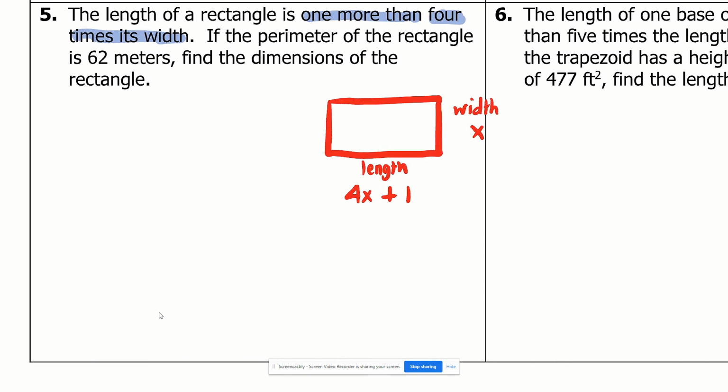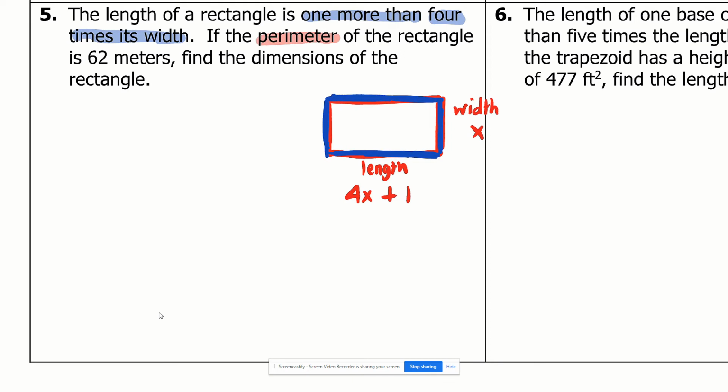Now, let's look at this problem from here. It tells me how to set it up right here. It says, if the perimeter. Guys, what does perimeter mean? You add up all the sides. How many sides are in a rectangle? 4. And we know them all, don't we? Because if this one right here is x, what's the one straight across from it? Also x. And if this one right here is 4x plus 1, what's the one above it?